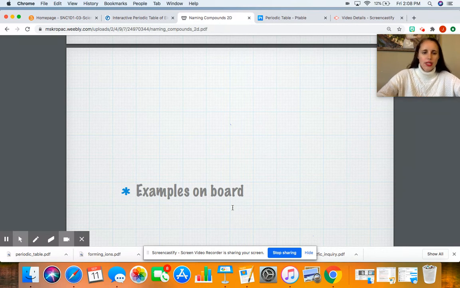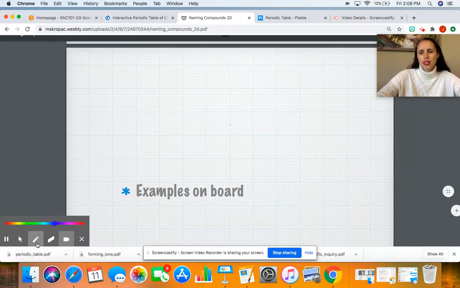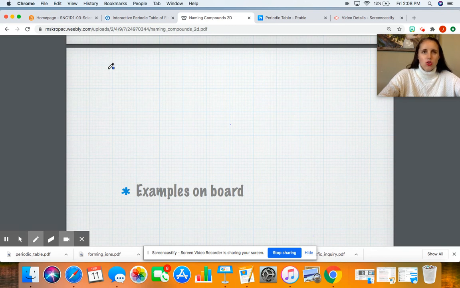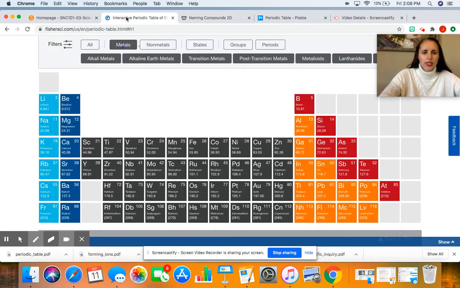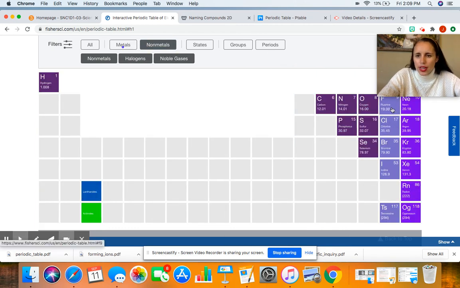So we're just going to do a couple examples right now. I'm going to give you some chemical formulas and you would name them. Let's look at the first one, this one here. We've got CaF2. First thing I want to do is make sure that I actually have a metal and a nonmetal. Our metal is calcium, and our nonmetal over here is fluorine.